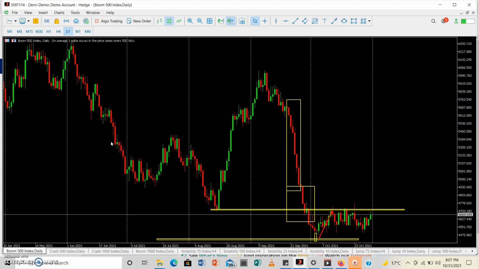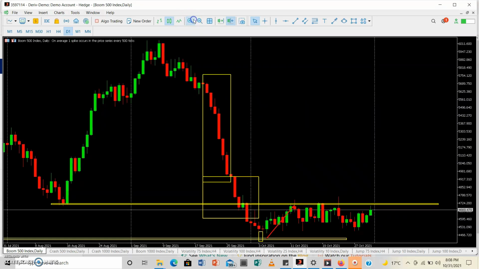So we're gonna start off with boom 500. As usual, we're in our daily time frame, and from what we are looking at right now, we're in a period of consolidation. This consolidation has been going on for weeks, and price has decided to settle between these two support and resistance lines.